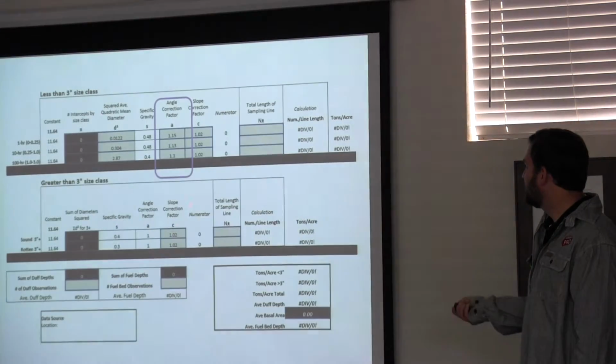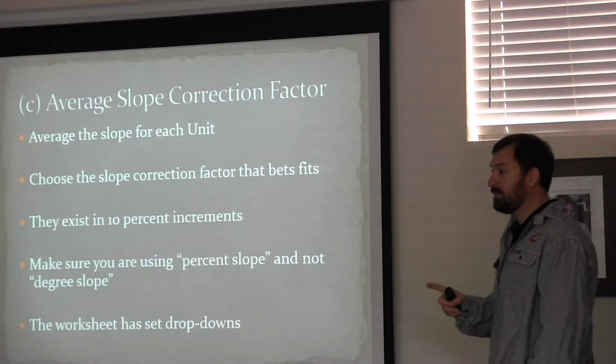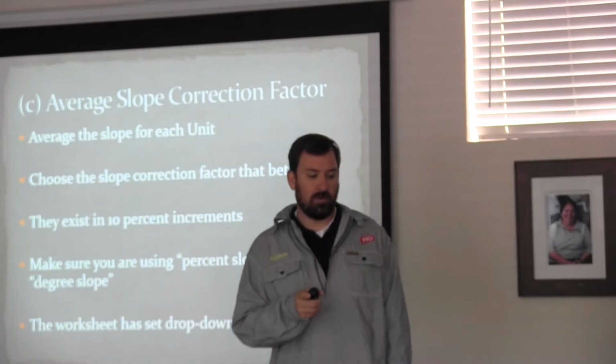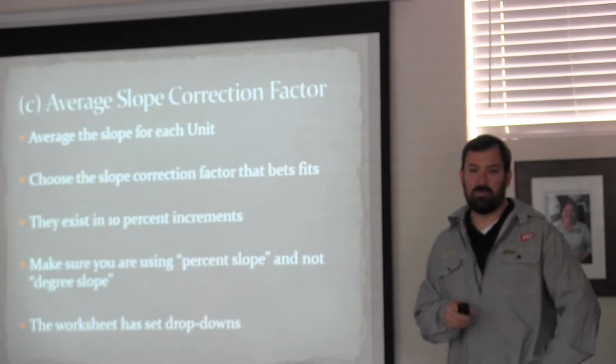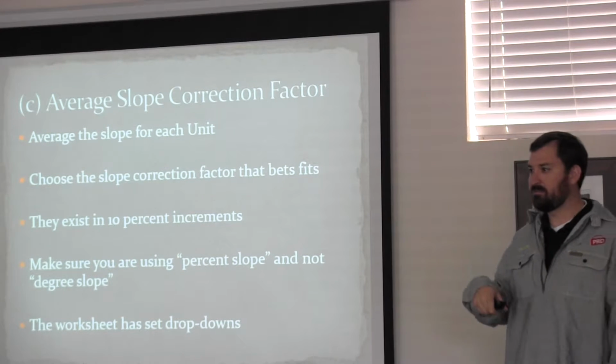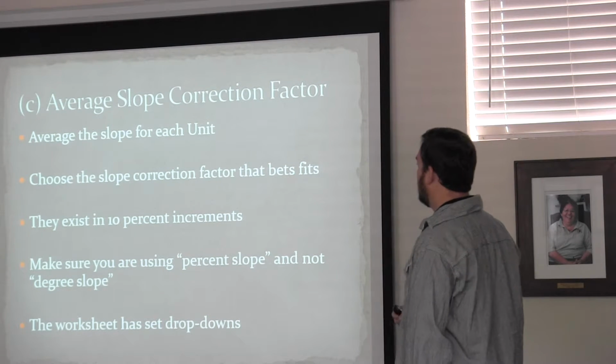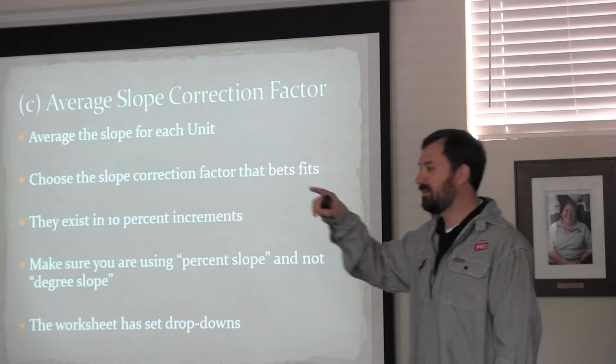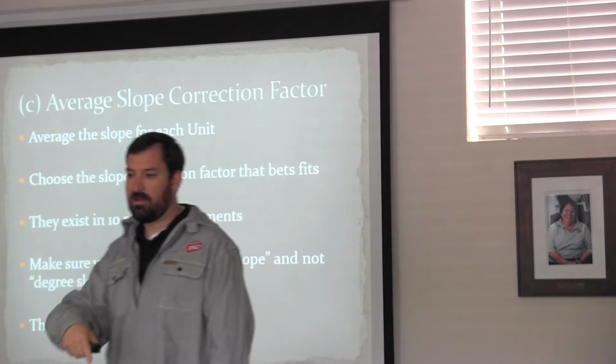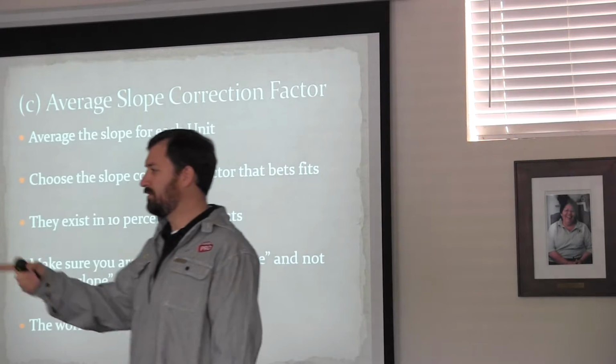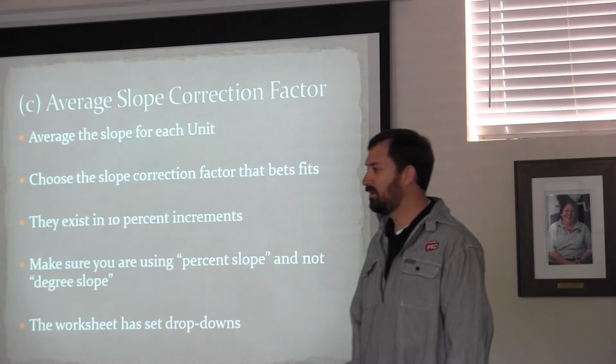Okay, so the next one is C, slope correction factor. Now this is where, remember how I said you have to make sure you take the slope in your data sheet and it's one of the columns? This is why. What you do is you average the slope for the whole unit, so you take all your slopes. Since we're using your data sheet, we're going to need you guys to get your slopes and average them.